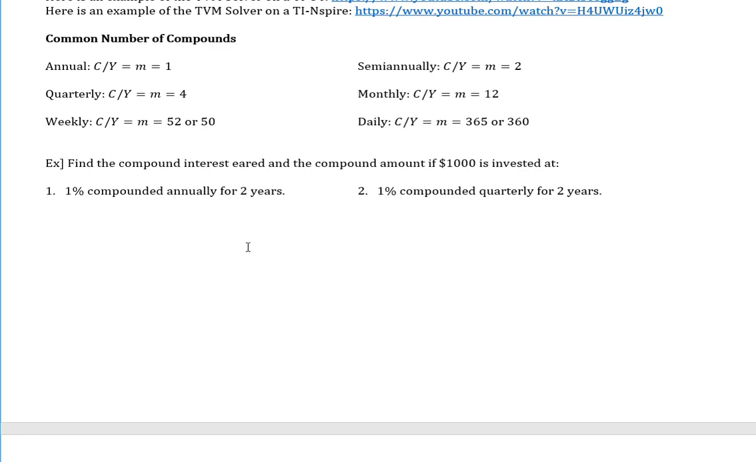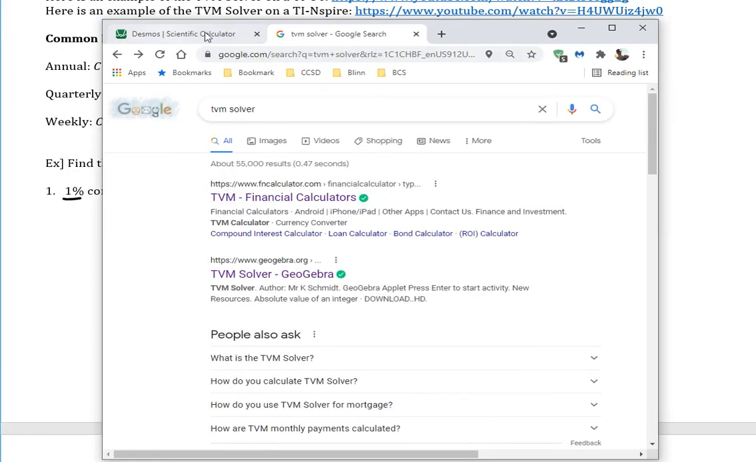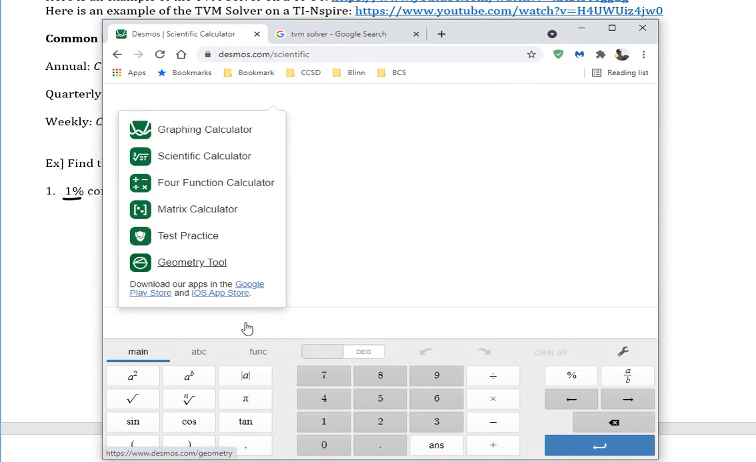So we've got one problem that I want to do. It's 2 different kinds of parts, though. On this example, it says find the compound interest earned and the compound amount if $1,000 is invested at 1% compounded annually for 2 years. Okay, so we've got these different numbers that I'm just trying to underline. As soon as we see compound interest or the word compound, that means we can use the TVM Solver. So the TVM Solver that I'm using is on my calculator; Desmos is where it no longer is useful because it doesn't have that calculator.